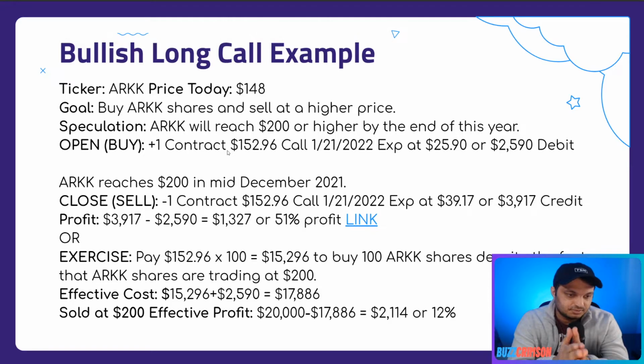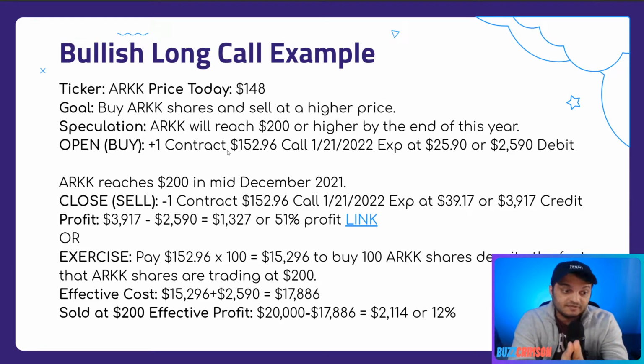If I just sell my long call, or sell it to close, at that time the option has a value. The option price is $39.17 because it is so deep in the money that it's just much more expensive than what I paid. So I sell it at $39.17, or $3,917 credit. Because I'm selling it, I'm getting money, so it's a credit. When I bought it, it was a debit.